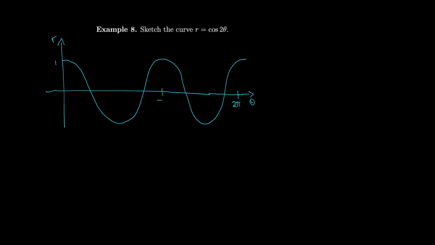And I can fill in the rest also. Halfway will be pi. And I can put pi over 2 over here, 3 pi over 2 over here. So 7 pi over 4 is over there, and that means over here is 5 pi over 4, and over here is 3 pi over 4, and over here is pi over 4.